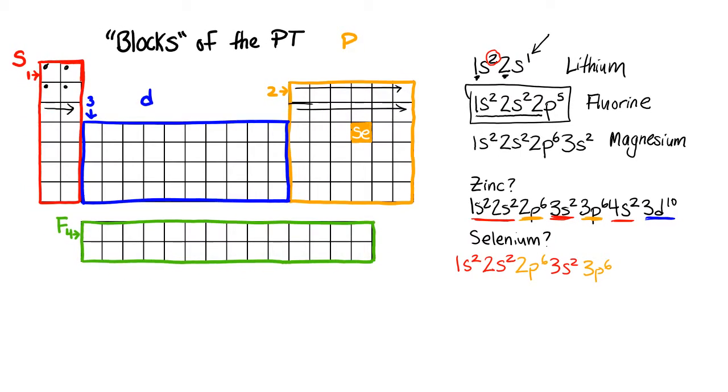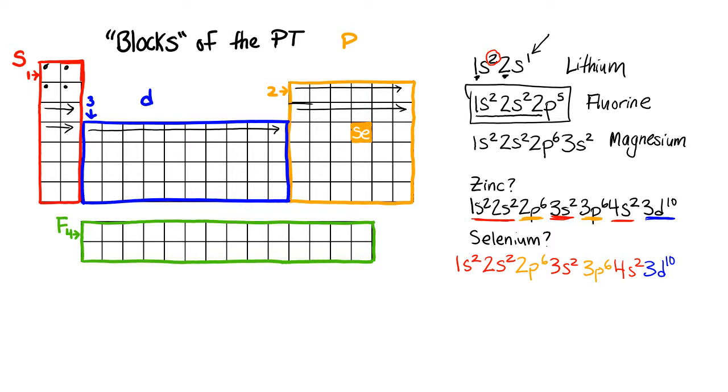After 3p6, you've got 4s2, and after the 4s2 is filled up, then you jump into the 3d. And you're going to go all the way through from 3d1 to 3d10. And as you saw, that was zinc.